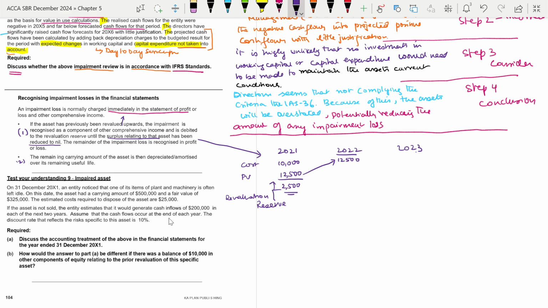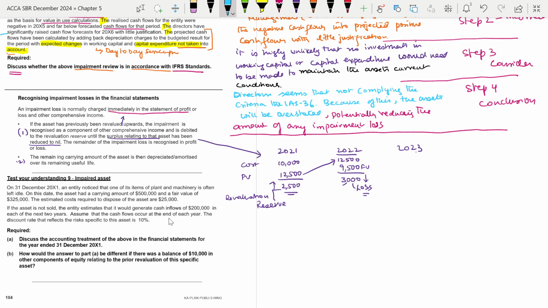Assume the value of the asset has been reduced to 9,500. This is the fair value. How much is the loss you are getting? You are getting a revaluation loss of 3,000. But how much reserve is there with you? We have a reserve of only 2,500, meaning we cannot go beyond 2,500.